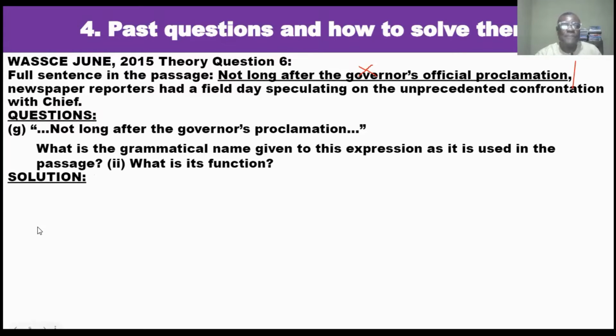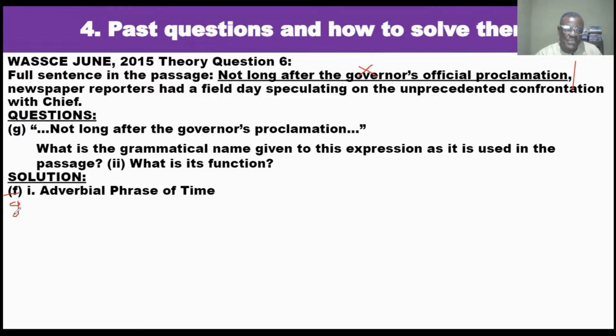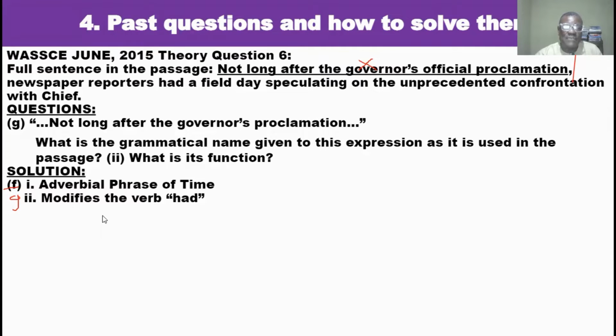So let's now look. There is a kind of typo here. This should not be F. If the question is G, then the answer should be G. Okay. So we can see the answer to question I is adverbial phrase of time. The answer to question II, which is what is its function, is modifies the verb have. So this is how you arrive at the answers. Let's undo the marks and then we go to the next question.